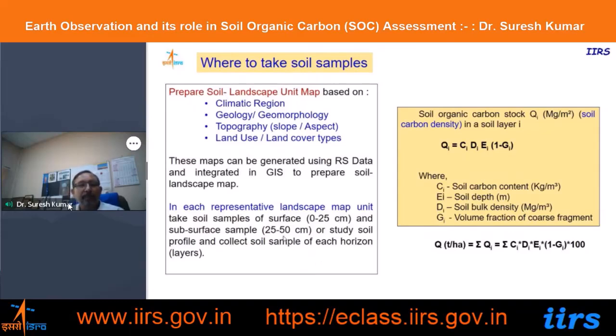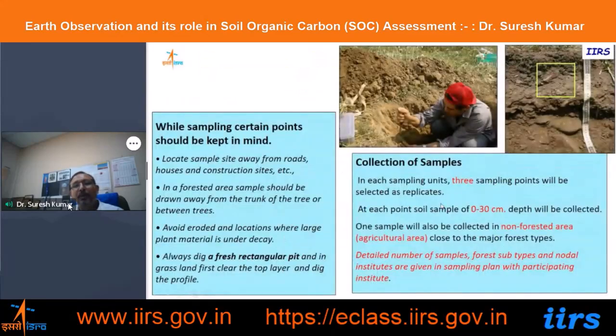So you see how we take the soil samples. Suppose this is the profile, and this is the top layer, 0 to 25, then 25 to 50, and 50 to more than 50 centimeters, so 1 meter depth of soils. In each layer you take the soil samples. So in general, in one landscape map unit, we take 3 samples.